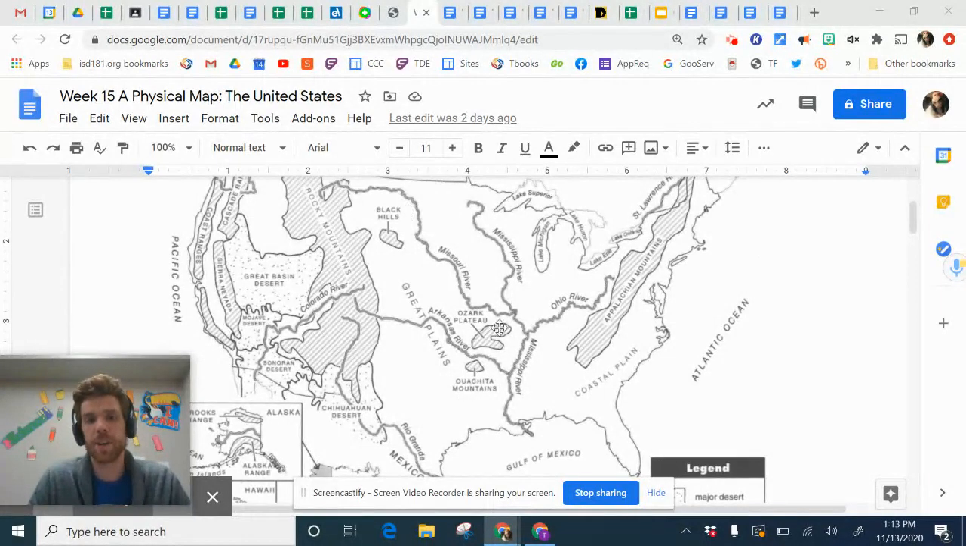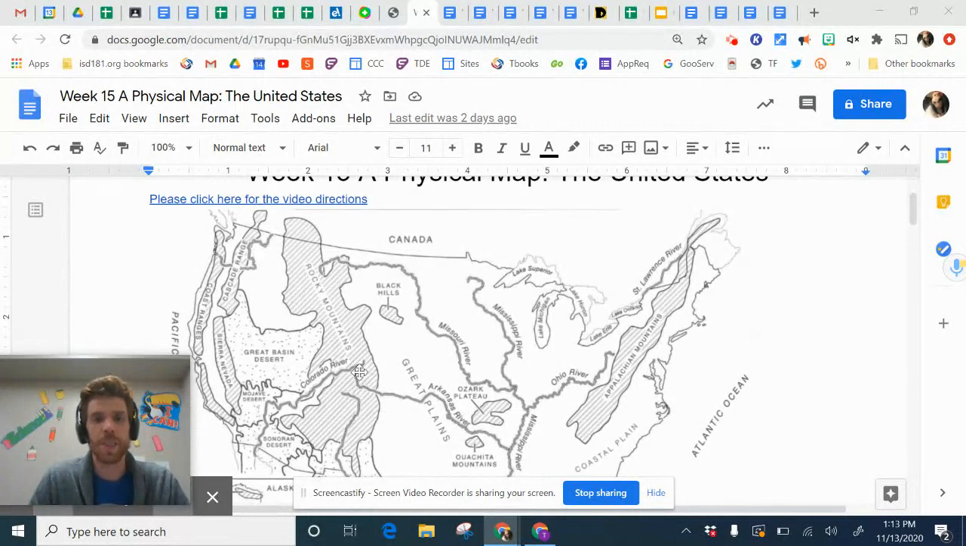We have the Missouri River, the Mississippi River, and the Ohio River. Notice even the Arkansas River flows together into the Mississippi before it spills out into the Gulf of Mexico. So this is the physical map of the United States. So it's showing the physical features.